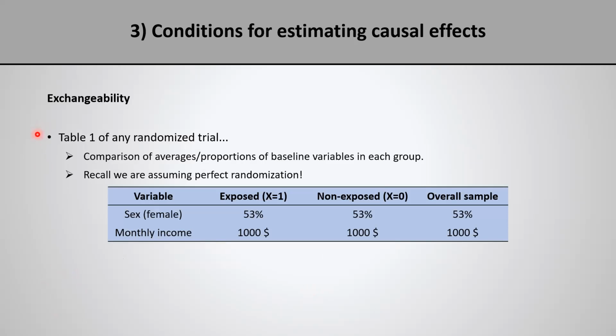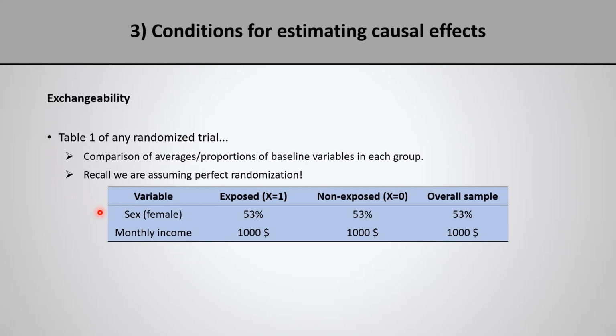To answer this question, and this is actually at the core of why exchangeability matters, let us think about comparing baseline characteristics between exposed and unexposed individuals, which is the first table of most randomized trial studies anyway. So what we can do here is to compare averages or proportions of baseline variables in each group. And remember, we are assuming perfect randomization. So randomization produced perfectly balanced groups when it comes to baseline variables.